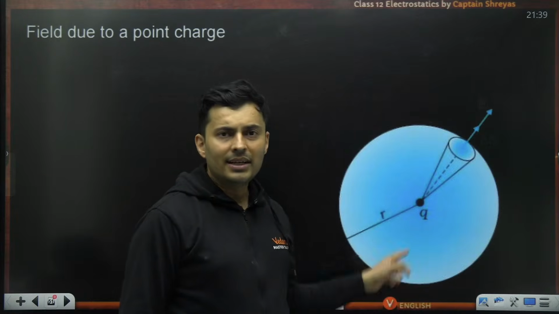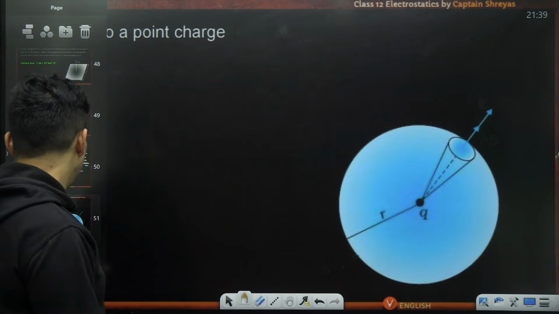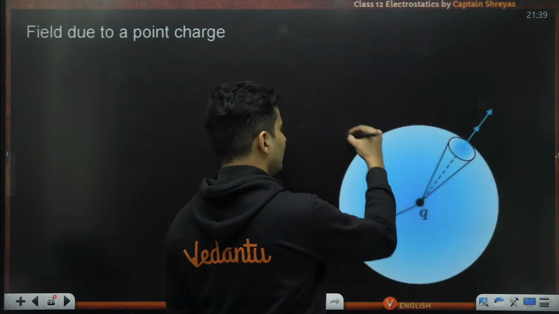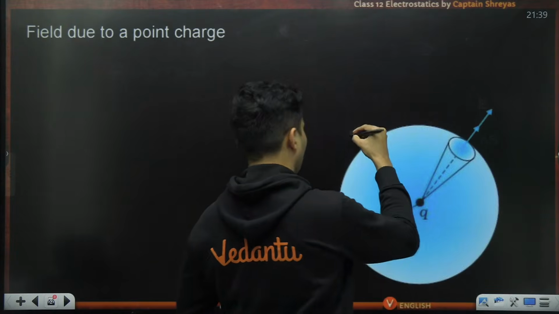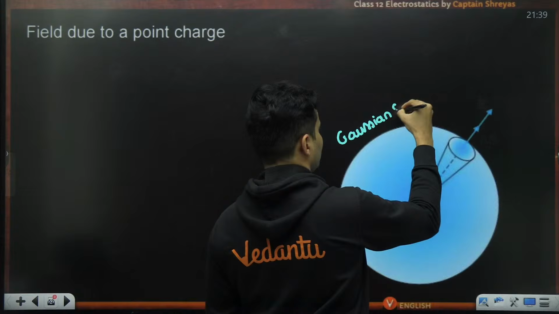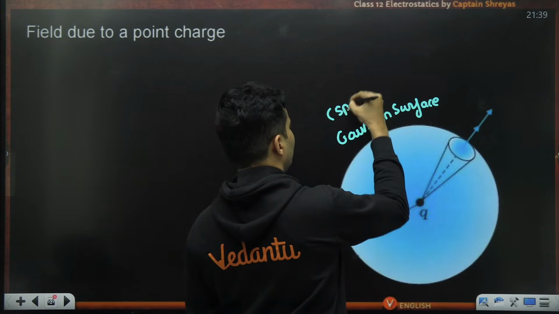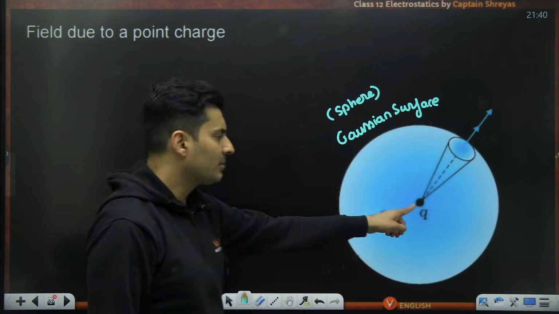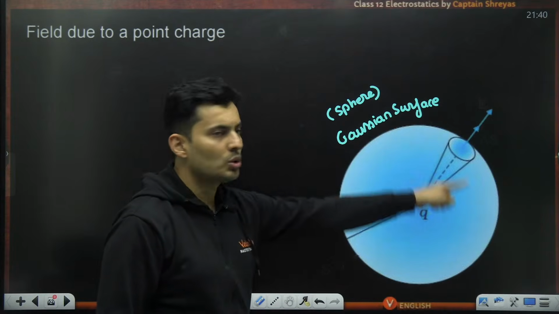Let's try to find the field due to a point charge, which is Q. So first things first, choose a Gaussian surface. This is our Gaussian surface, and the Gaussian surface over here is basically a sphere. This point charge is placed here. I want to find the field here. I exactly chose a Gaussian surface.